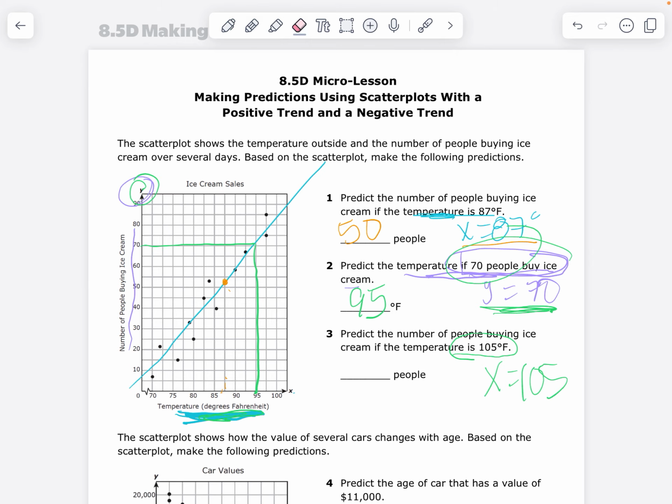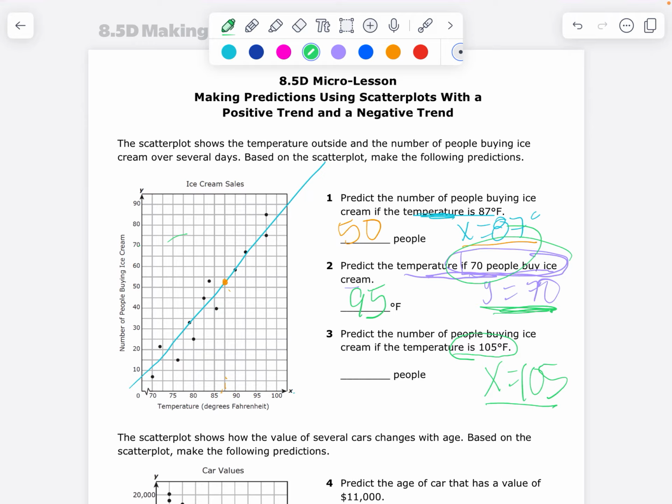I'm going to erase so we can see this a little bit better. Okay, so we know that my X has to be 105. This is 100, so 105 is about right at the line. It looks like it's right at 90. And if some of us got maybe 95, whichever one, I'll just put like 93 or 92. It's pretty close. Maybe I could have drawn my line a little bit better. So about 93 people are buying ice cream when it's 105 degrees temperature.